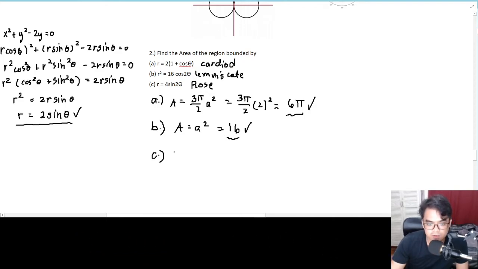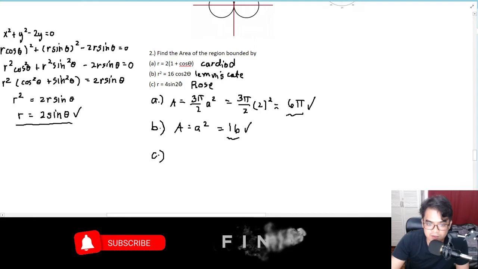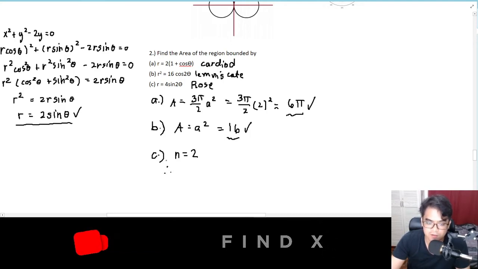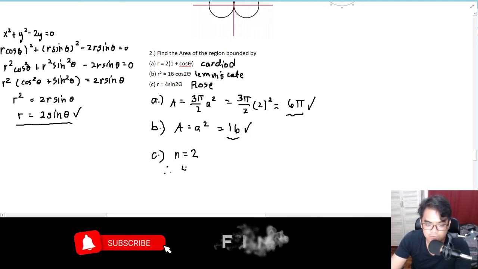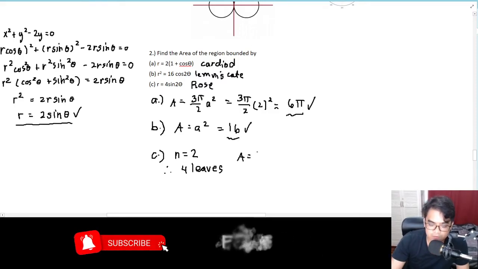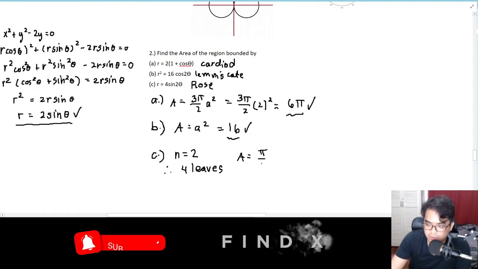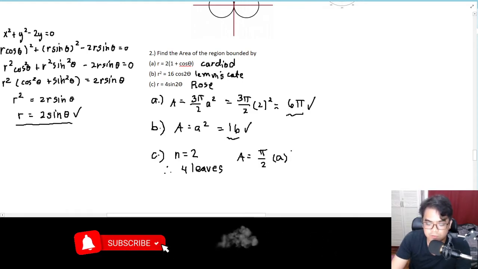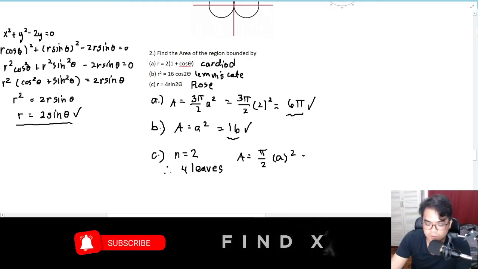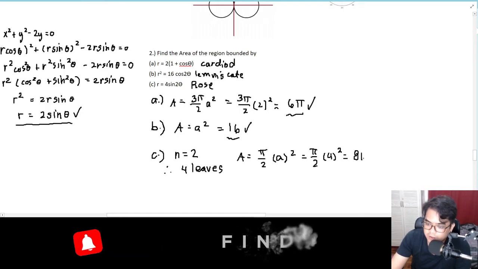So for letter C, that's r equal to 4 sine 2 theta. Remember that the n here is this one. So n equal to 2. Therefore, we can say that n is even. Therefore, there are 4 leaves. You have to multiply the n by 2 if it's an even number. And the area for even n, for 4 leaves, will be pi over 2 times a squared, right? And your a will be this one. So this will become pi over 2 times 4 squared, and this is only 8 pi.